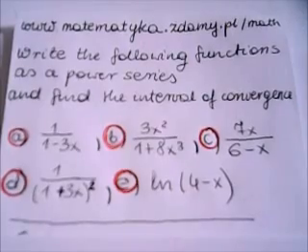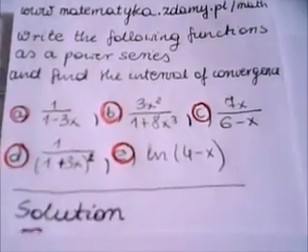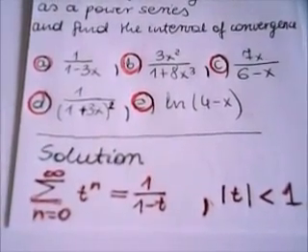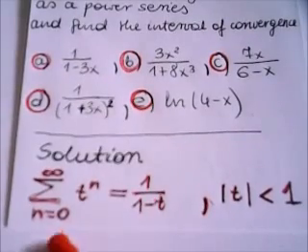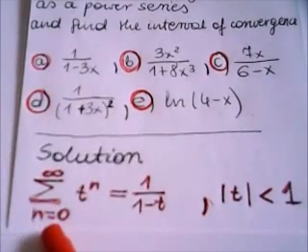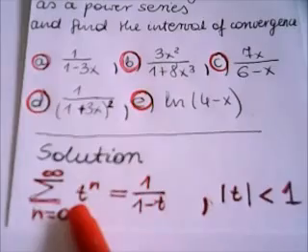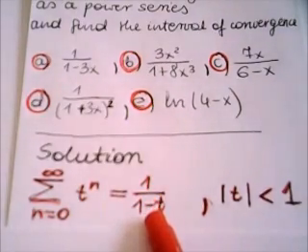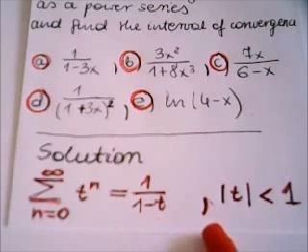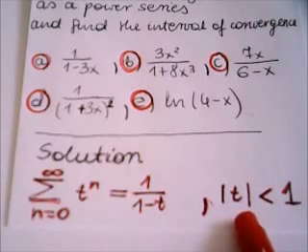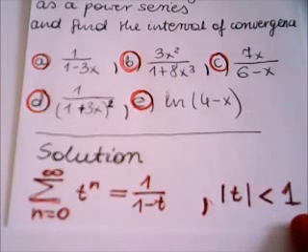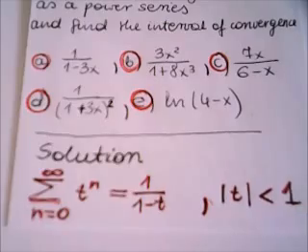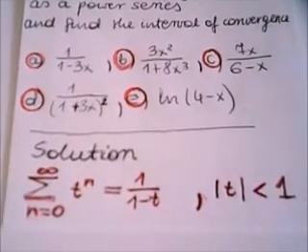To find the solution, we'll manipulate the formula. The summation from n equals 0 to infinity, t to the power n equals 1 over 1 minus t, when absolute value of t is less than 1. Now, first example.